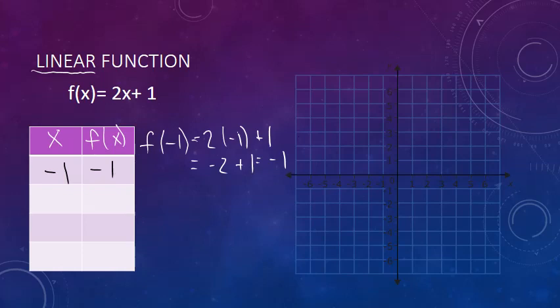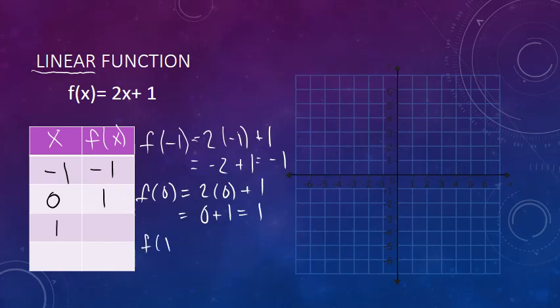And so let's go ahead and try 0 next. So if we plug 0 in for x, again we'll have f of 0 equals 2 times 0 plus 1, which is 1. So now my y value, or my f of 0, is 1. Okay, let's do one more. We want to try to get a good look at this graph, even though we're already kind of familiar with it anyway. So we're going to plug 1 in, and we have 2 times 1 plus 1.